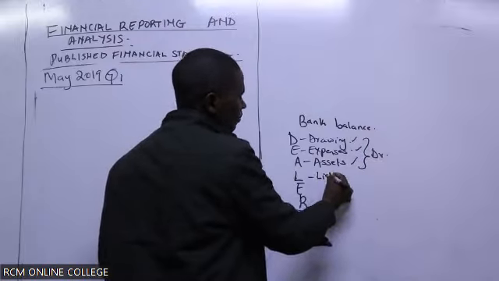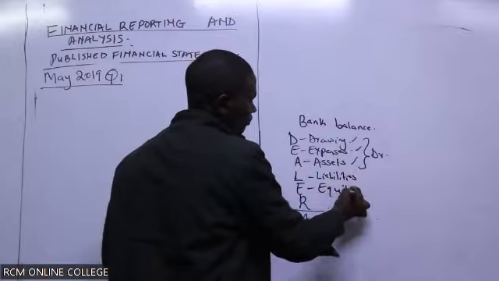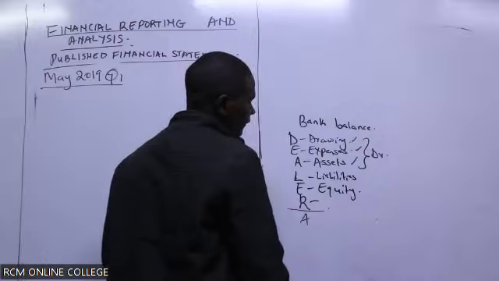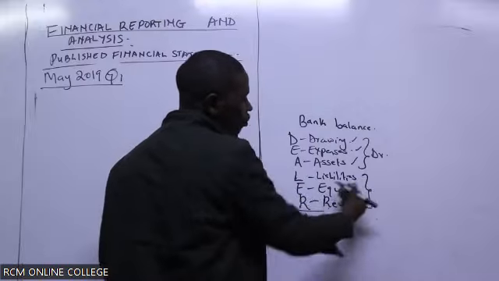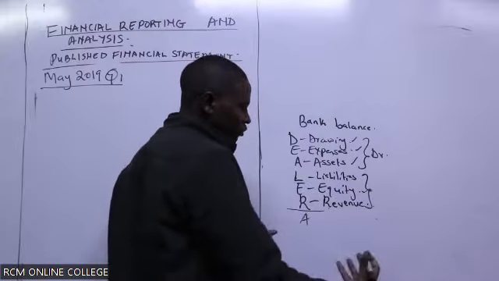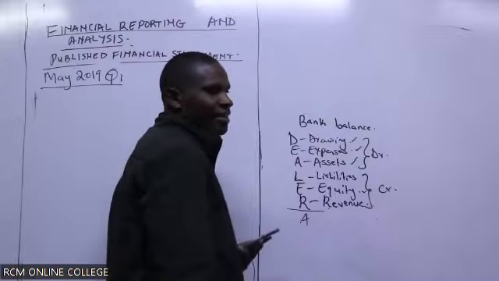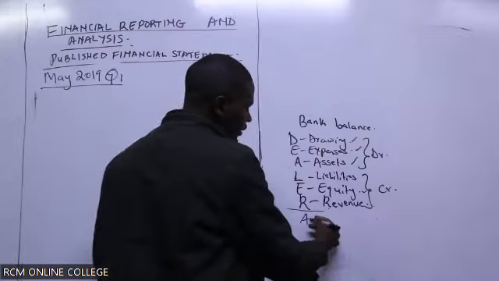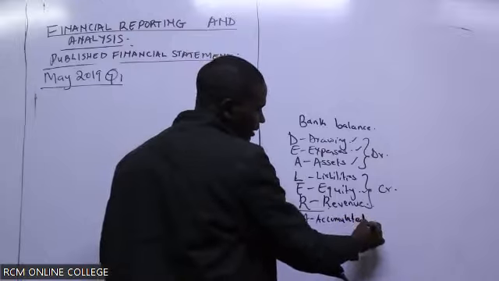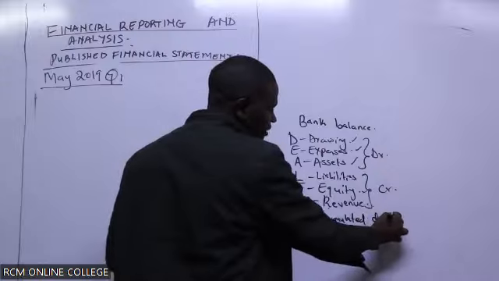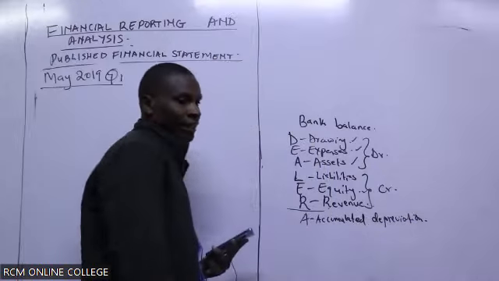What about liability? Liabilities, equity, and revenue. If you look at these items, you know the items that fall under equity, reserve, and so on, retained earning, and so on. You'll find them credited. They are on the credit side. They have a credit balance, including accumulated depreciation. Depreciation which is accumulated, please note. Accumulated depreciation, it also has a credit balance.